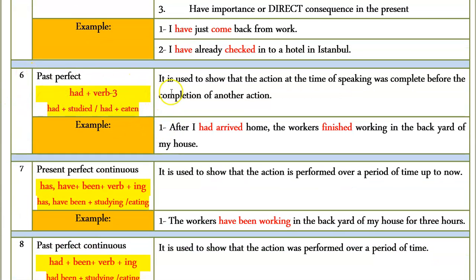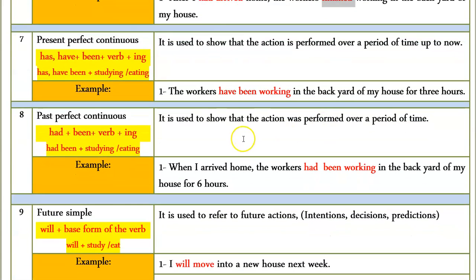Now the past perfect. Again, this is something very important. Had plus studied, which is the regular, and eaten is the irregular past participle. Again, there are always two actions, one happens before the other. The first action is past perfect, and your second action is past simple.